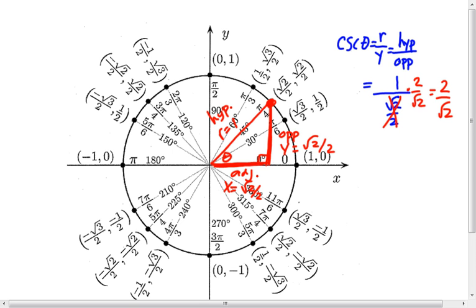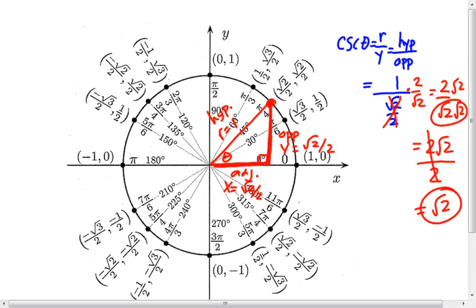Can't leave a radical in the denominator, so I multiply by root 2. So then I have 2 times root 2, and 2 times root 2 is that. And then on the denominator, root 2 times root 2 is root 4, which is 2. And then these two 2's will cancel, and I will have root 2. Okay? So that's one thing that happens.